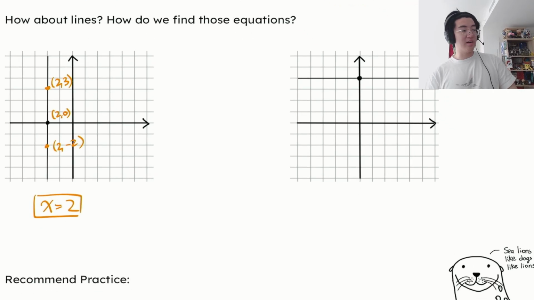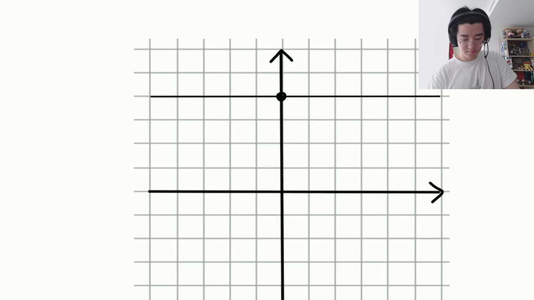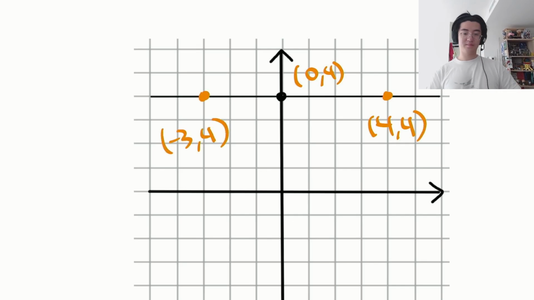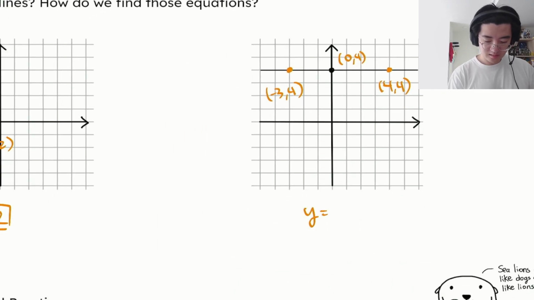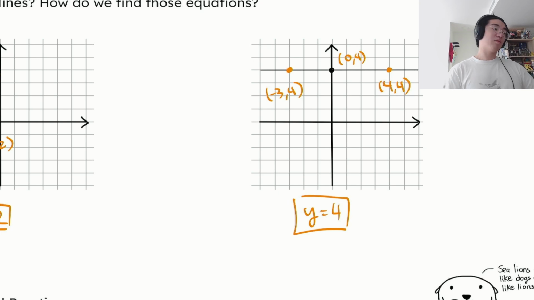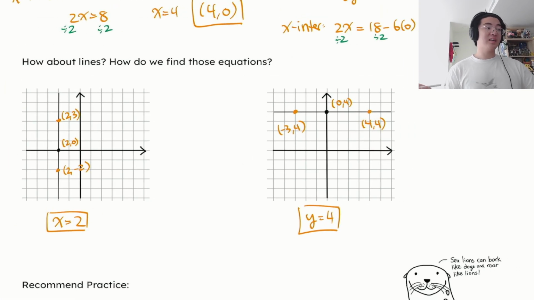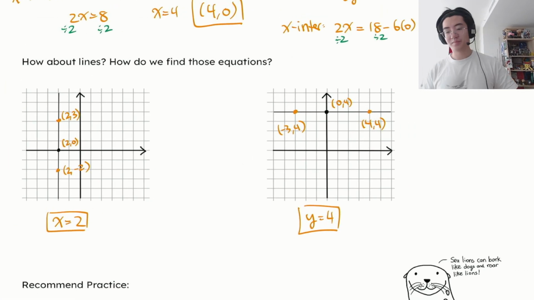And then how about a horizontal line? The y-intercept here is 0, 4. And at any point up here, no matter where you go, the y is always 4. Right? So if y is always 4, then that's our equation. Right, horizontal is y equals that number. Vertical is x equals that number.